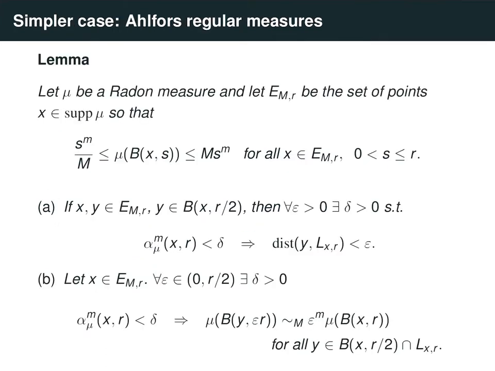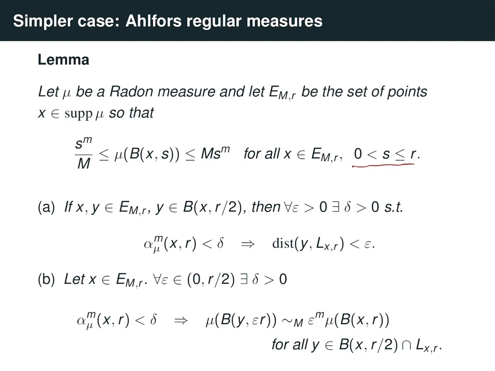Now, in this video, we're going to make an extra simplifying assumption that will make the proof a little bit different but easier to explain than what's in the notes. So recall that we had this lemma about alpha numbers. Suppose we had a Radon measure mu, and we let E_{M,r} be the set of points so that the measure of any ball centered x inside E_M of radius s was trapped between s^m over M and M times s^m. So the measure of this ball is comparable to s^m with constant depending on big M, and this holds for all s between 0 and r.